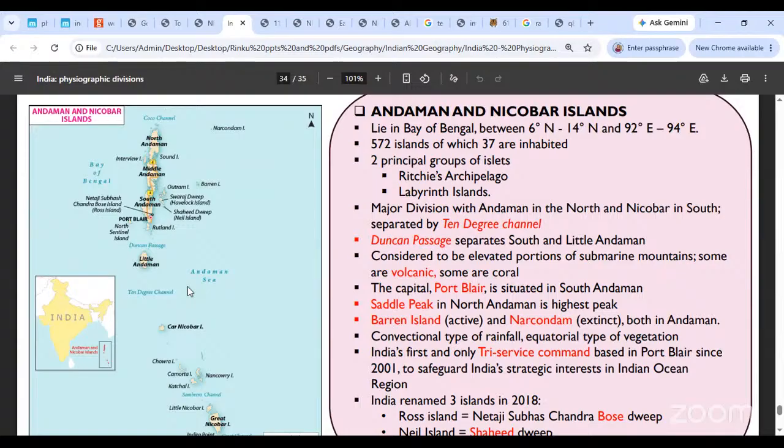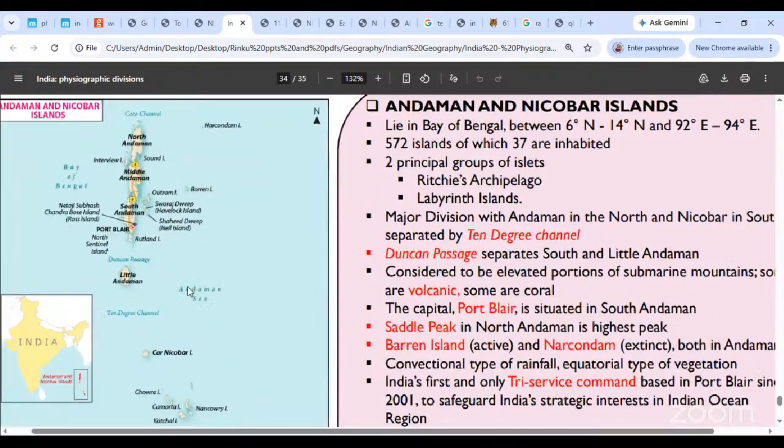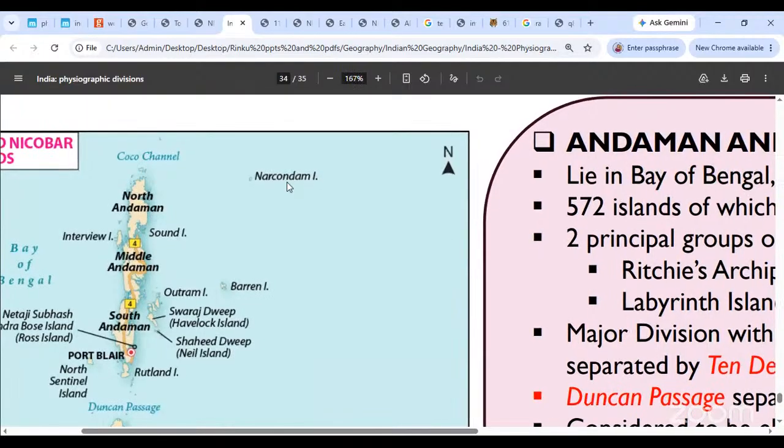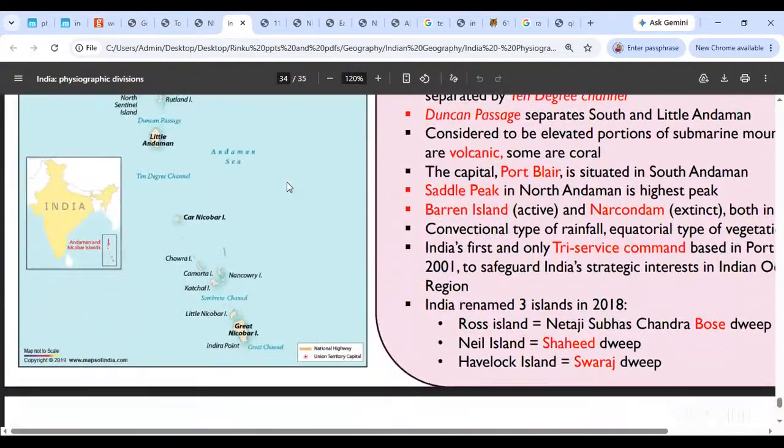Once again, an important question. Saddle Peak in North Andaman is the highest peak over here. Please remember that. Barren Island is an active volcano. Narcondam is an extinct volcano. नज़र आ रहा है आपको? This is Barren Island over here. This is Narcondam Island. Okay. So these are active and extinct volcanoes over here.